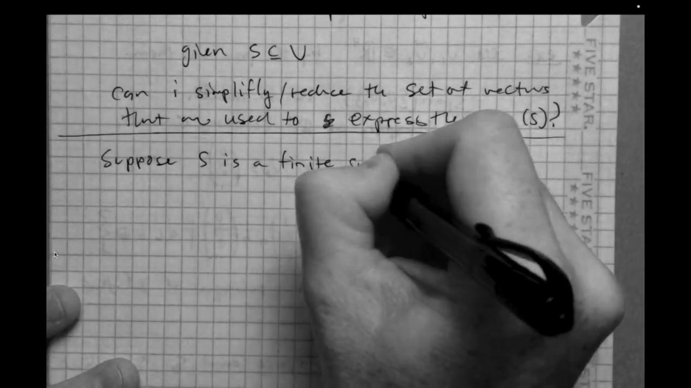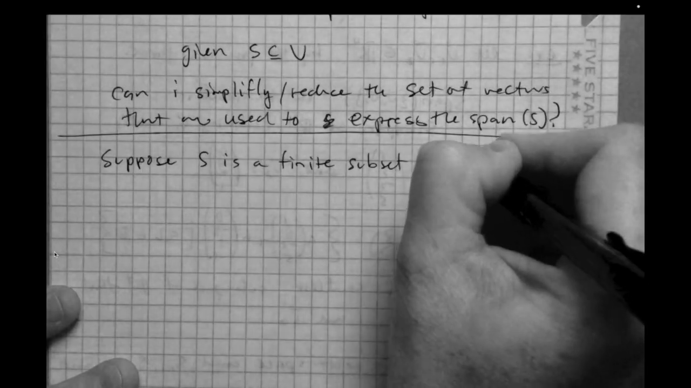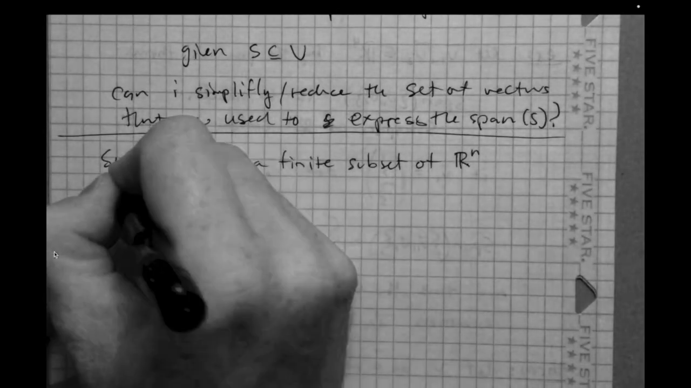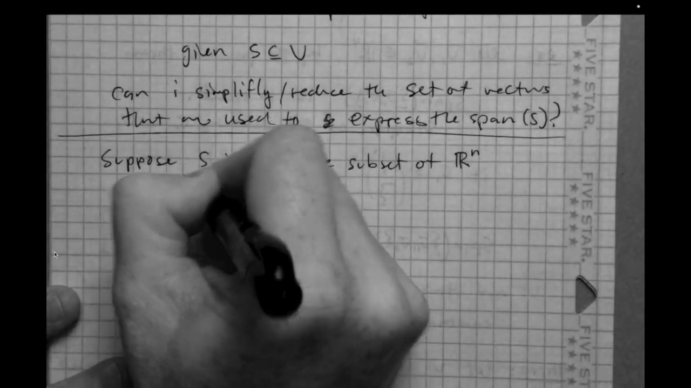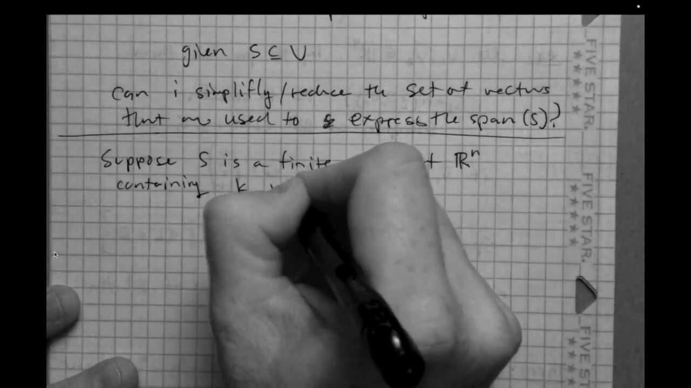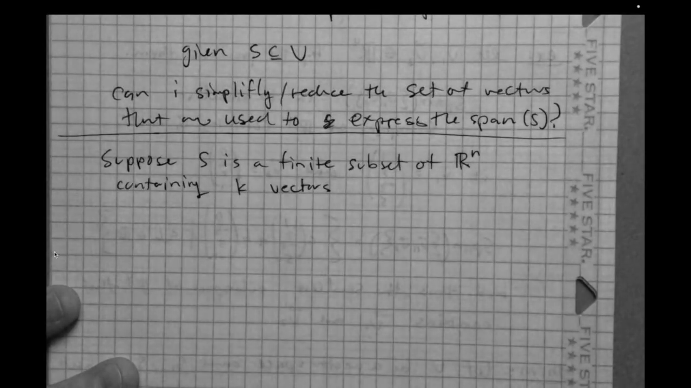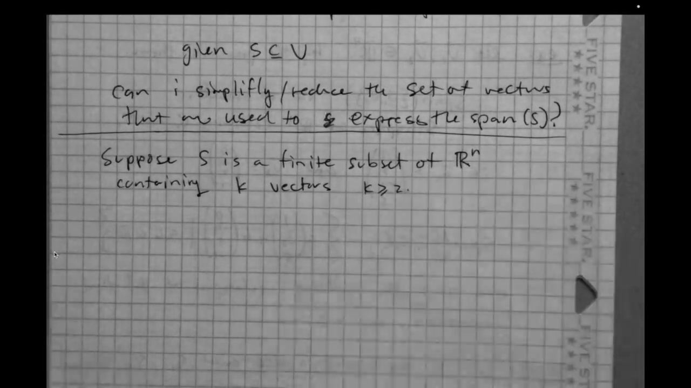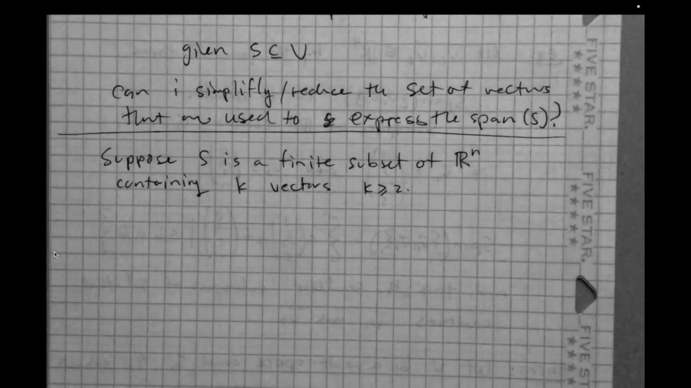Suppose S is a finite subset of Rn containing k vectors, and we'll say k is greater than or equal to 2. It's pretty simple already if you've only got a single vector. In the case of a single vector, you could obviously just use a non-zero scalar to simplify the vector to whatever form you like.